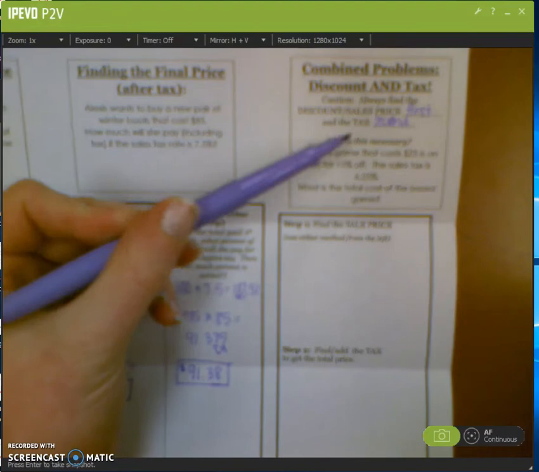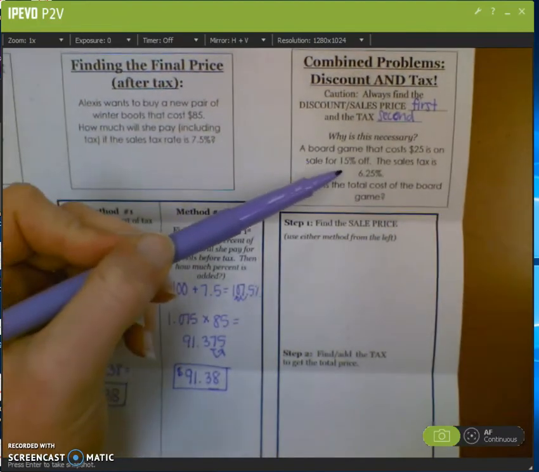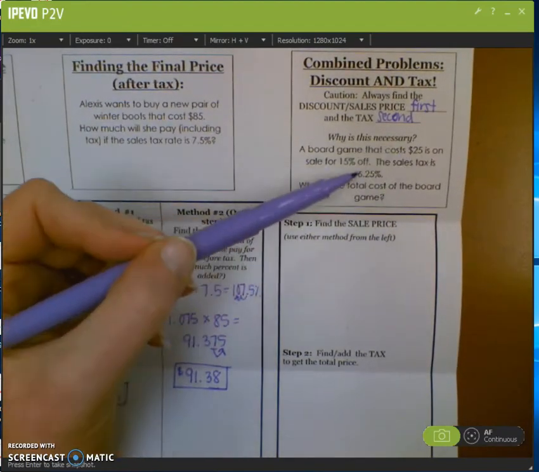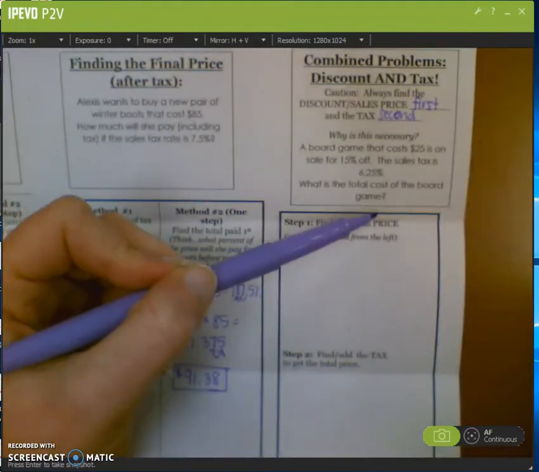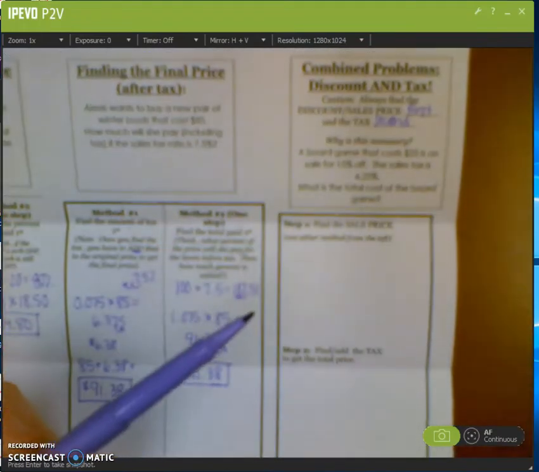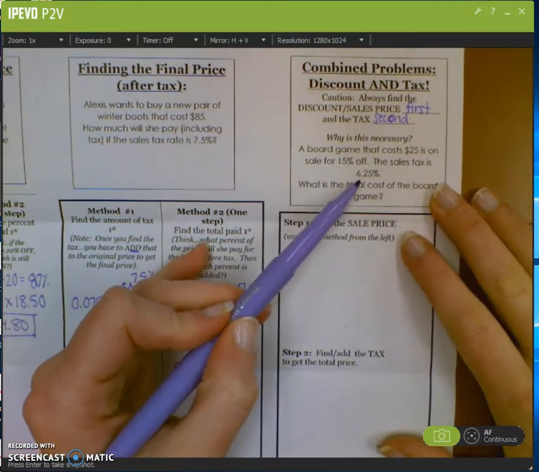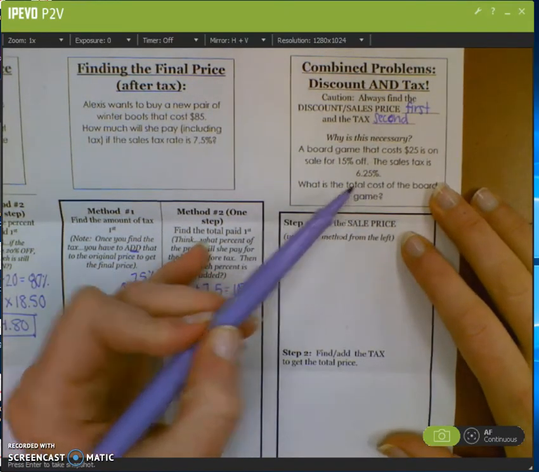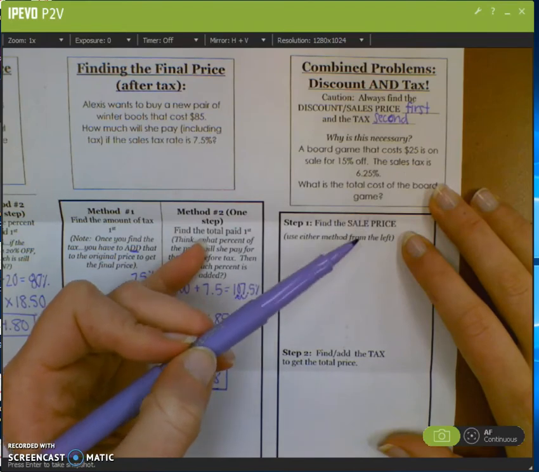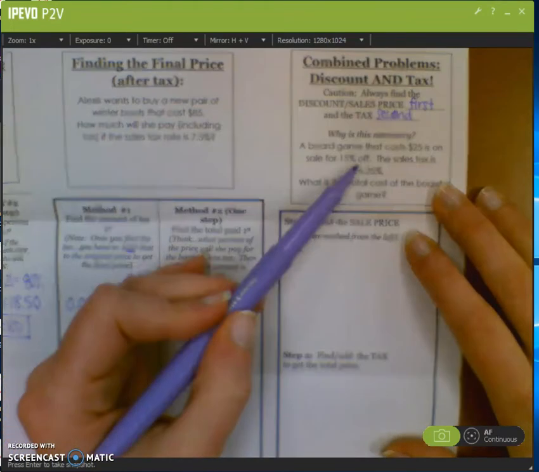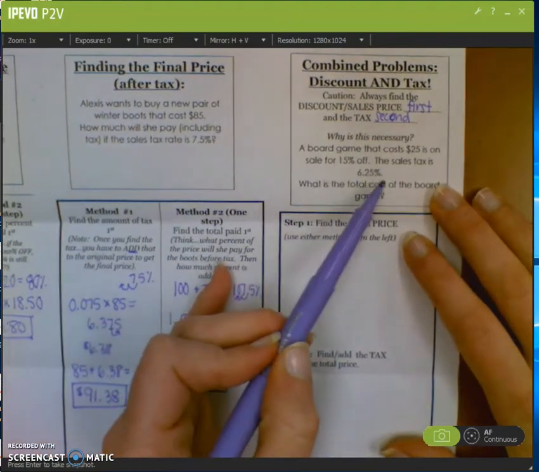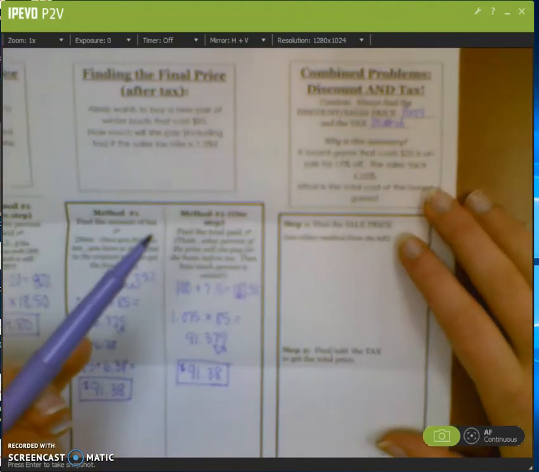A board game that costs $25 is on sale for 15% off. The sales tax is 6.25%. What is the total cost of the board game? All too often I see people want to do 15 minus 6.25 and say, oh, well, now I get 8.75% off. However, 15% off of the total is different than the percent off of the new cost.